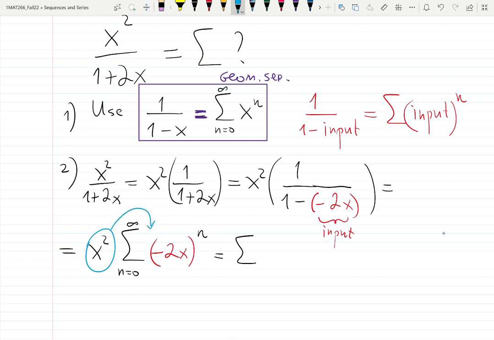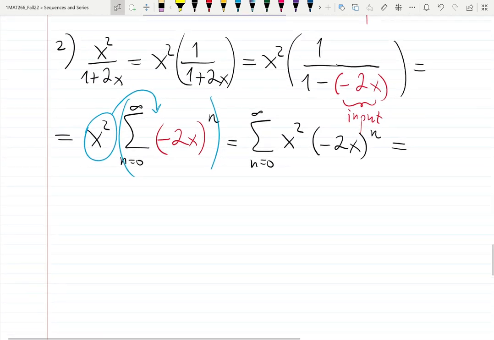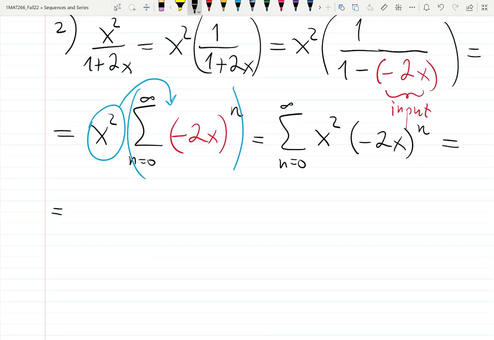Remember, we're basically distributing. A sum is stuff plus stuff plus stuff plus stuff, infinitely many. Multiplying by x squared means we can distribute x squared onto all of these terms added together. So x squared times minus 2x to the n, from 0 to infinity. Some algebra going on here. I want to collect terms nicely. Minus should be standing outside. So let me do it slowly one more time so you understand the pattern.